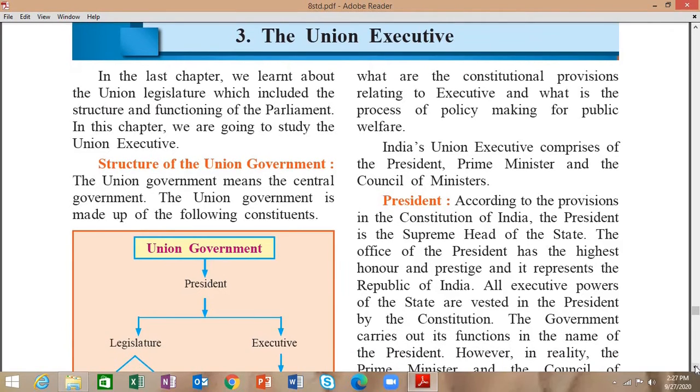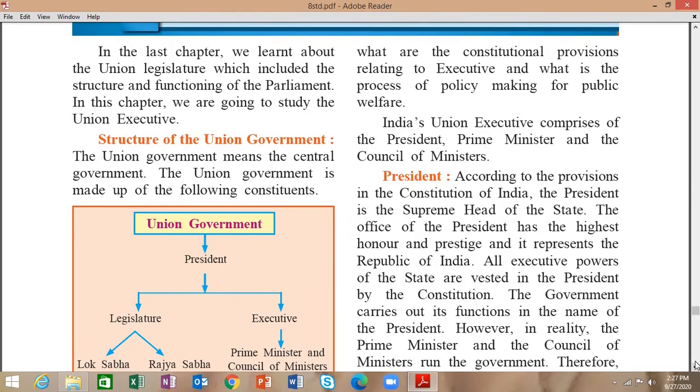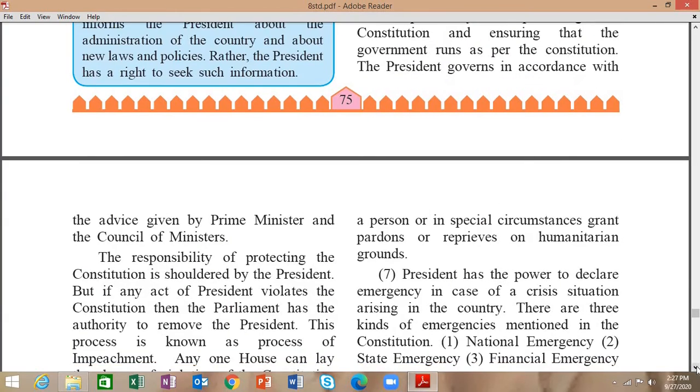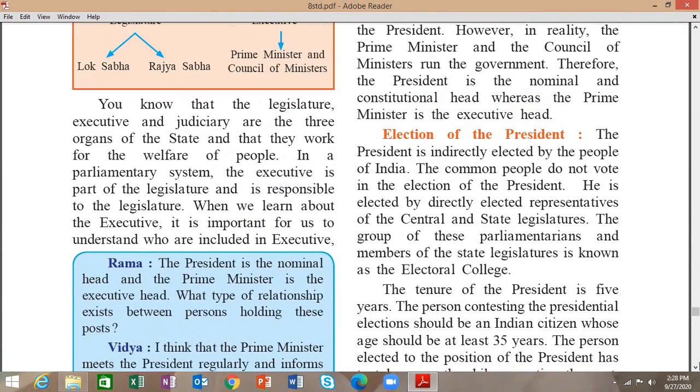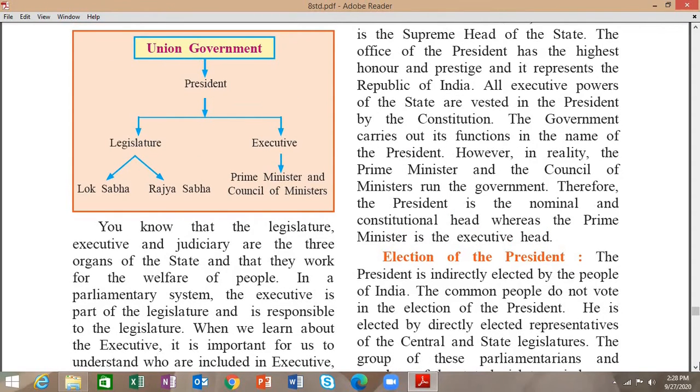And today's, in the first part, I have focused on the executives. Who are the executives? As I told you before, I spoke about the union government. I spoke about the head of the state, that is the president. Under him, there is legislature and executive. Under legislature, I spoke about Lok Sabha. I spoke about Rajya Sabha. Under executive, I am speaking about Prime Minister, more about Prime Minister and the Council of Ministers.